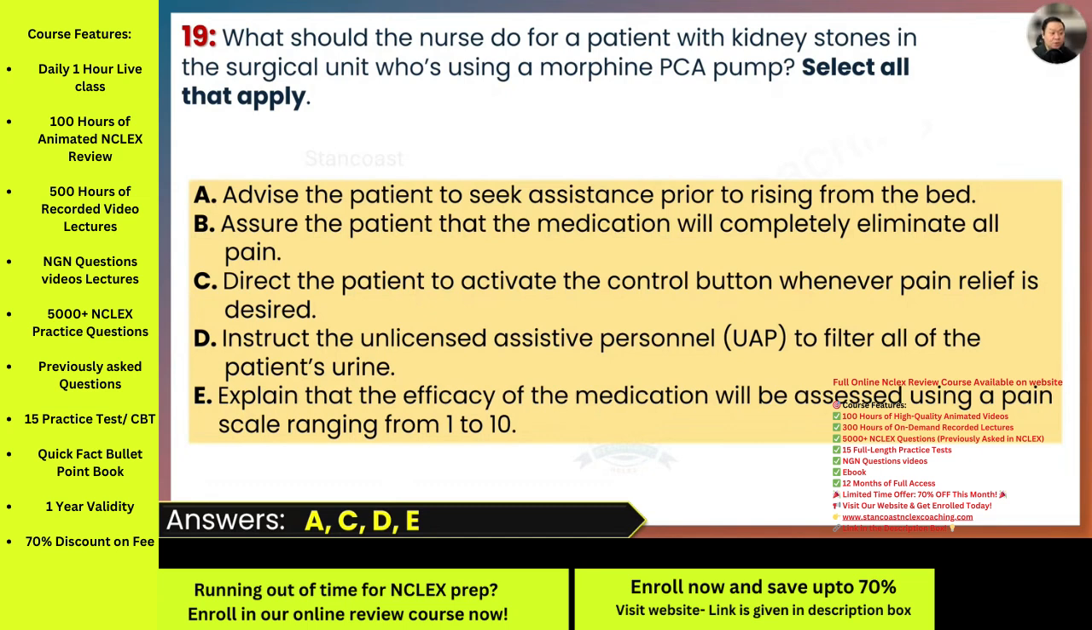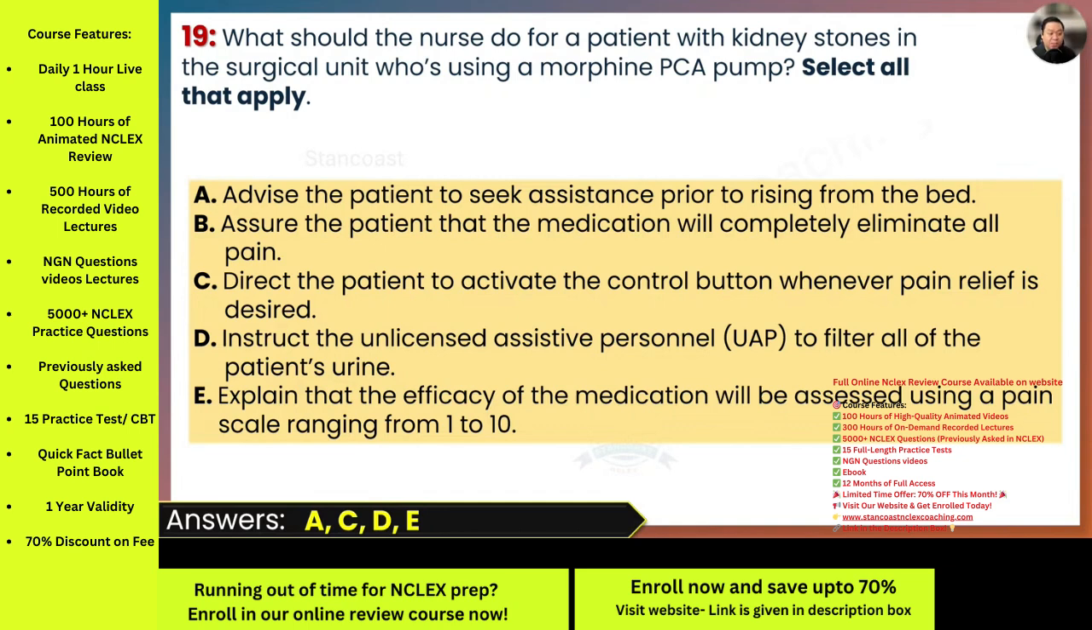Now, letter C is also correct. This is one of the benefits of patient-controlled analgesia because it allows the patient to manage their own pain by pressing the control button if their pain is getting bad, right? And so the device is pre-programmed with a lockout feature to prevent overdosing, to ensure the patient can safely control their pain by activating the button when they need the pain medication.